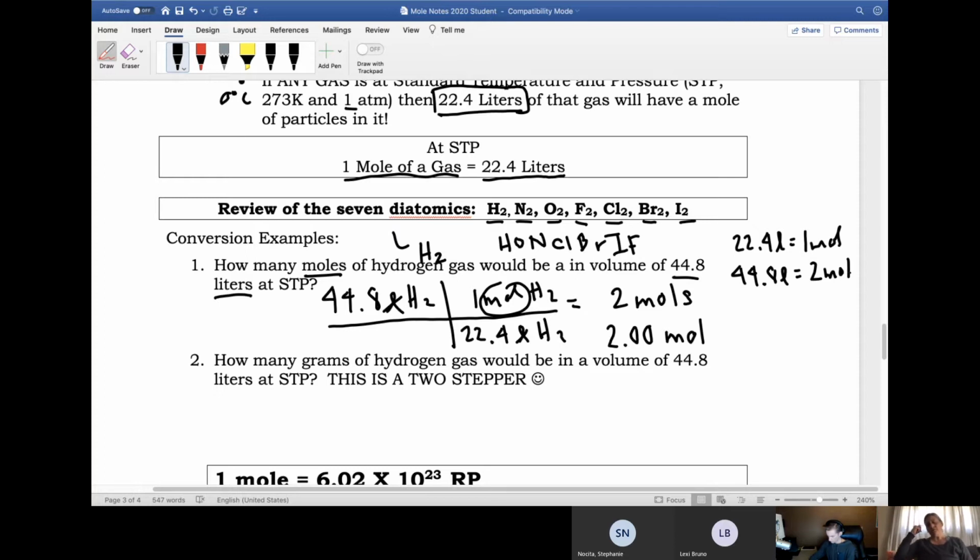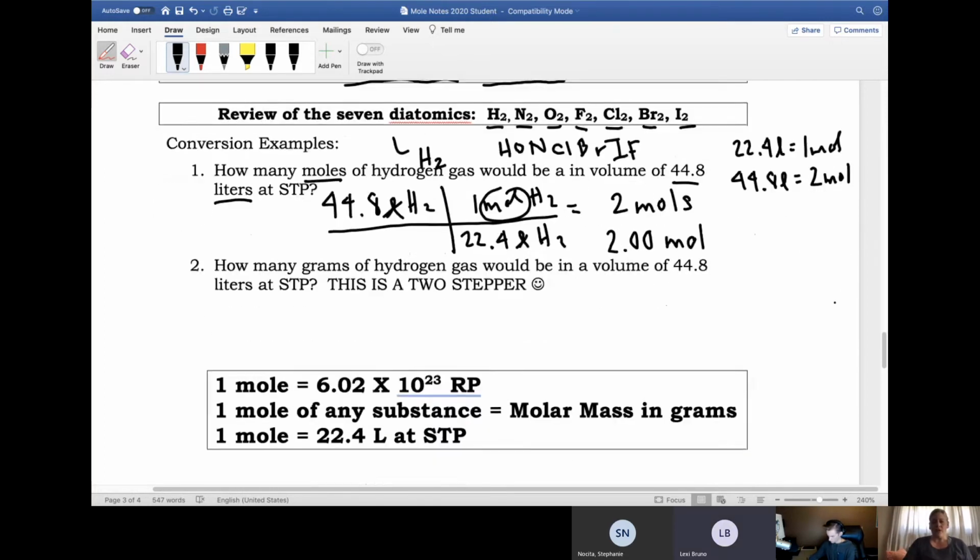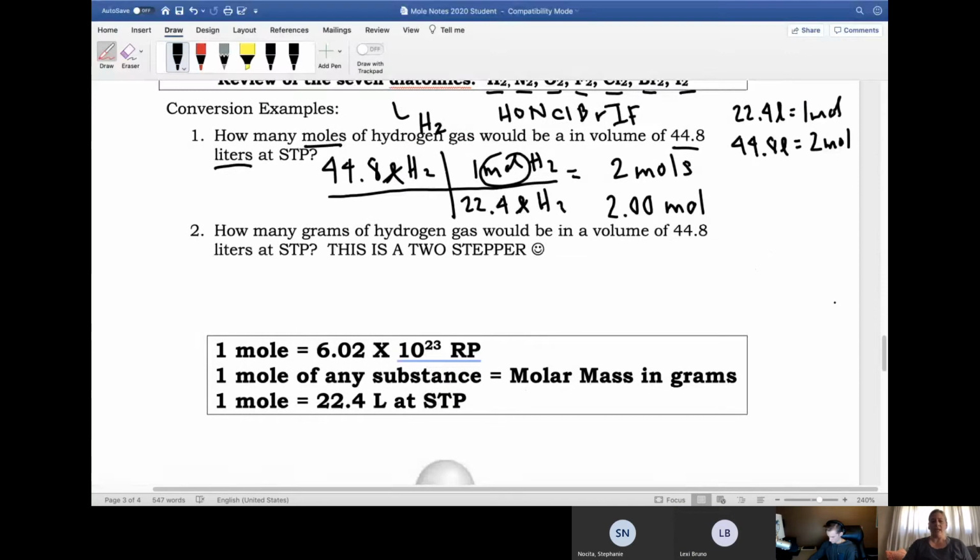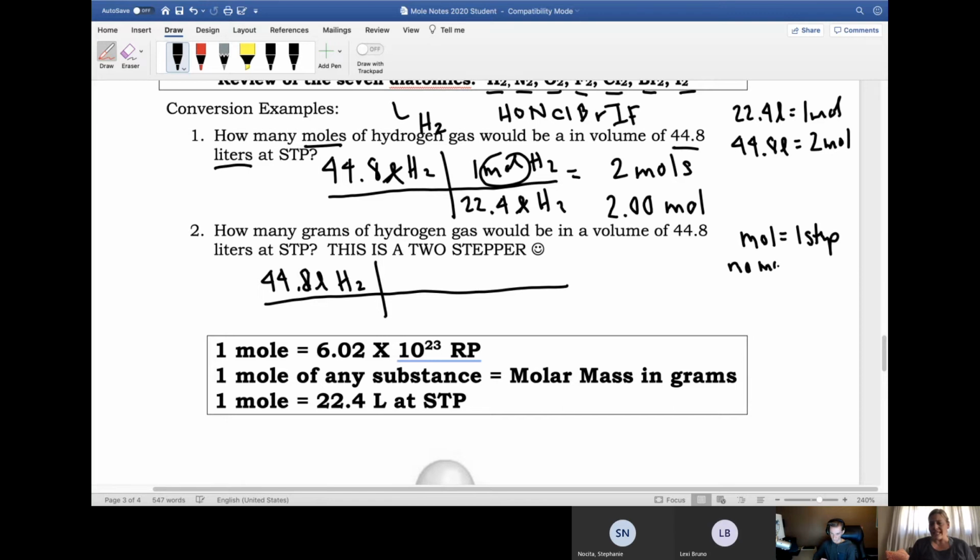This is a 2-stepper. So it says, how many grams of hydrogen gas would be in a volume of 44.8 liters at STP? So now I'm starting with 44.8 liters of hydrogen gas still. But now instead of going just to moles, I want to go to grams. Just to give you guys a hint, if it says the word mole in the problem, it's just a 1-step problem. If the word mole is not in the problem, it's going to be 2 steps, because I have to go through the mole.